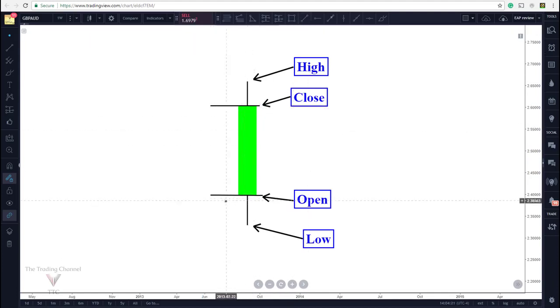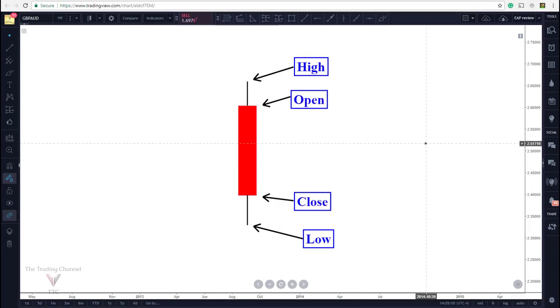So the beginning of the day, this market would have opened here at the open. Price action would have moved down to the low, up to the high, and then back down at the end of the day to close right here at our close. And this is an example of the anatomy of a bullish candlestick. Now we'll quickly go over a bearish candlestick as well. Now as you may have noticed, these two are very similar.